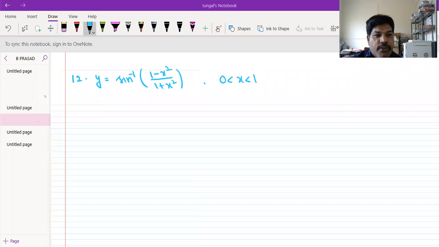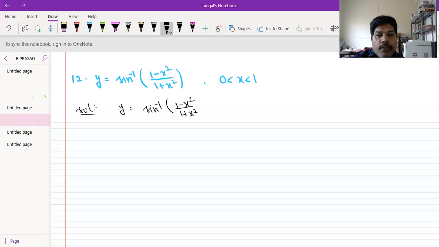See the next question, students. y is equal to sine inverse of (1 minus x square) by (1 plus x square), with 0 less than x less than 1. So what is the question? First, take the condition that is given: y is equal to sine inverse of (1 minus x square) by (1 plus x square). Already I have given one formula. See what that formula is, students.